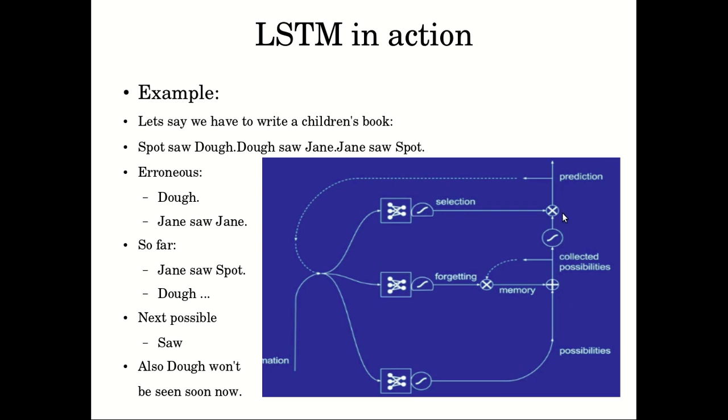So this is disregarded here. So at this point the prediction will be just Jane or spot. Both are valid outputs in this context. So with this mechanism, LSTM prevents itself from predicting invalid outputs or outputs which are out of context, such as duck period or Jane saw, Jane period, etc. So this is how LSTM works.